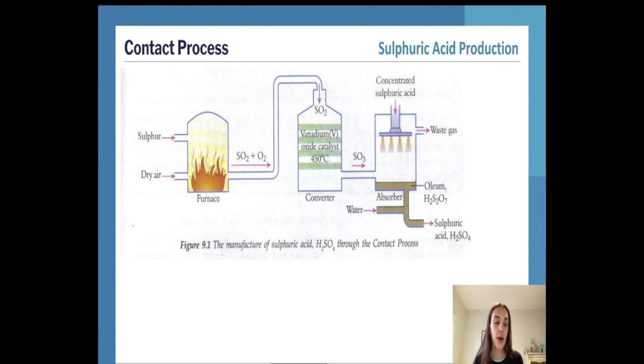Our next part of the process is converting the sulfur dioxide into sulfur trioxide. This is an equilibrium reversible reaction, so we can apply Le Chatelier's principle to this. The formation of sulfur trioxide is also an exothermic reaction. We use a vanadium oxide catalyst here as well in order to increase the rate of conversion.